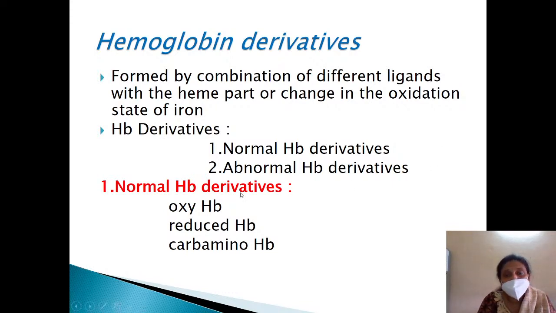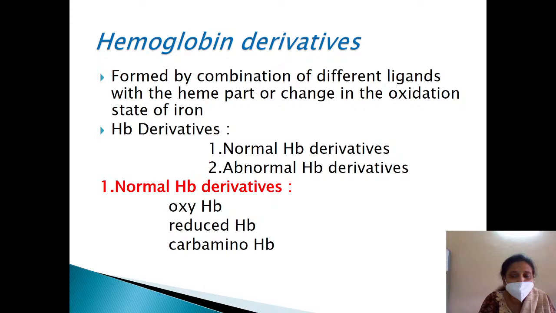Let us discuss the normal hemoglobin derivatives. These normal hemoglobin derivatives are oxyhemoglobin, reduced hemoglobin, and carbaminohemoglobin. Normal Hb derivatives are oxyhemoglobin, reduced hemoglobin, carbaminohemoglobin.